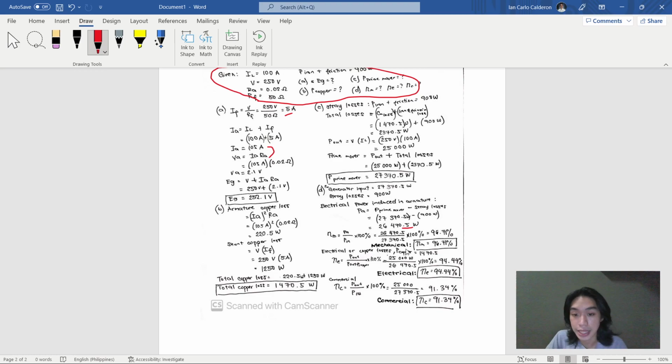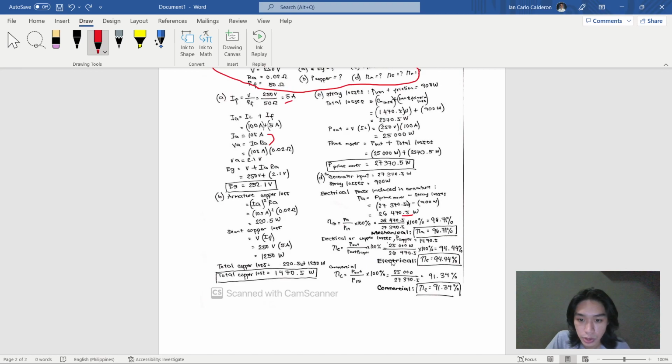For the electrical efficiency, take note that the total copper loss is 1,470.5. So P out, 25,000, over P out plus copper loss, 26,470.5, times 100%, and we get the value for electrical efficiency of 94.44%.